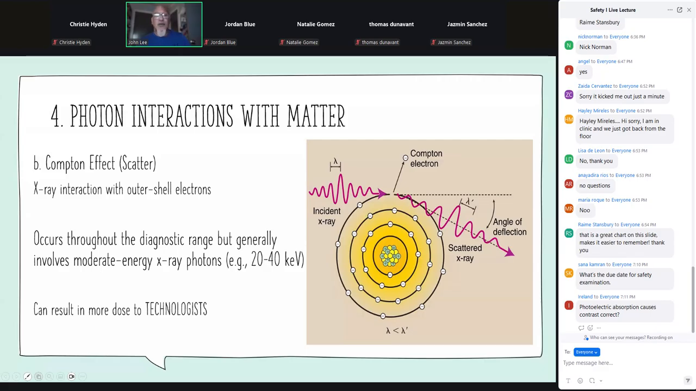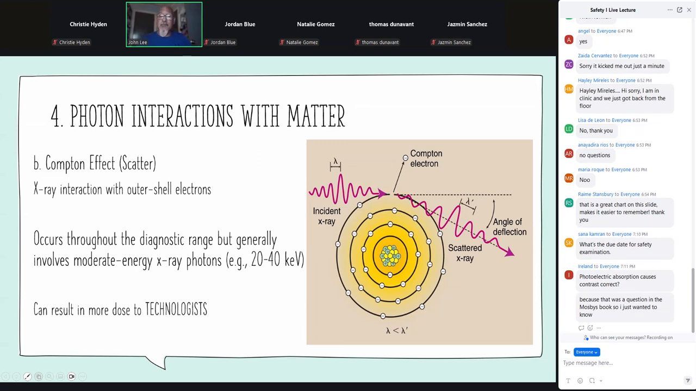But without photoelectric absorption, we're not going to see anything anyway. So yeah, differential absorption is more.